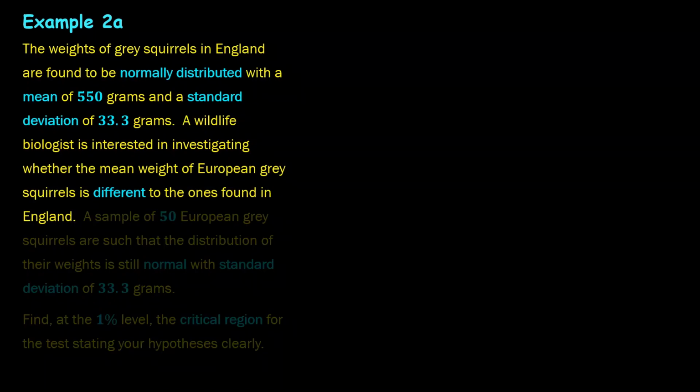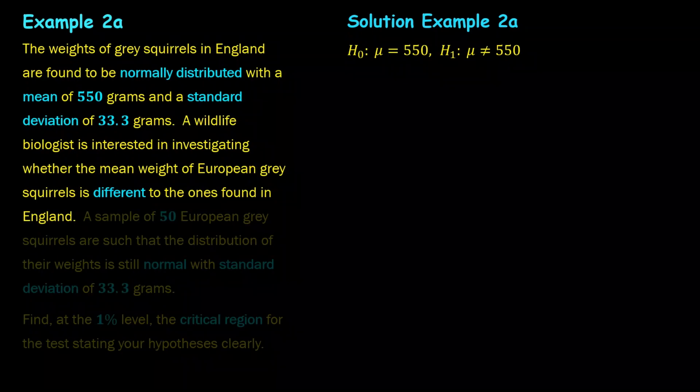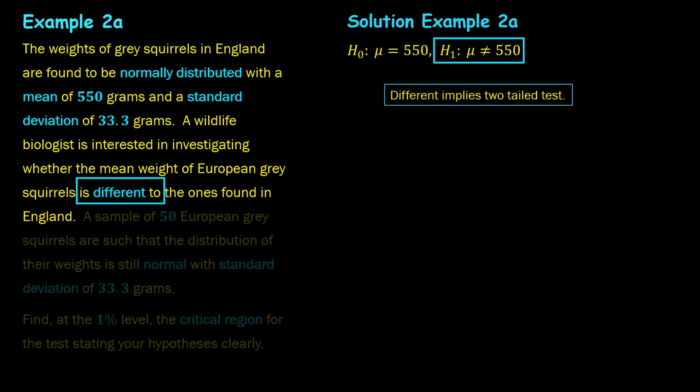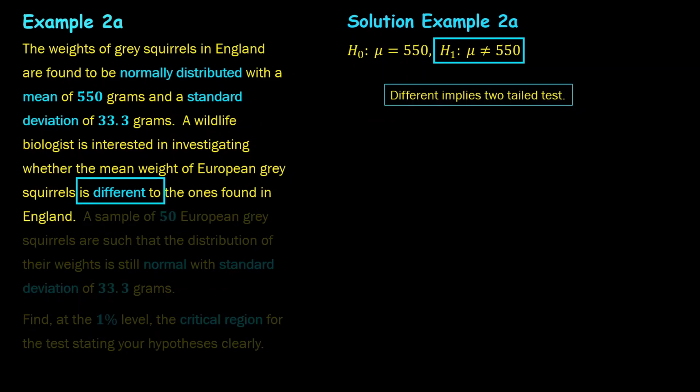So let's explore this. We have that the H0 hypothesis is mu equals 550 and H1 is mu does not equal 550. Notice that the key word is different, and when we have different, this implies a two-tailed test.